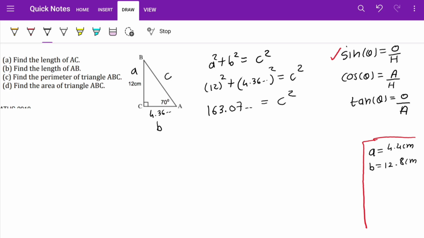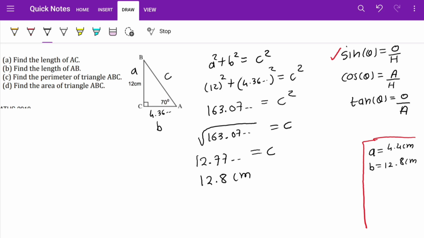And now we'll take the square root of both sides. So we get the square root of 163.07 continues equals C, and put this in your calculator and it will give you 12.77 continues equals C, and we'll round it to one decimal place. So we get 12.8 centimeters equals C, to one decimal place. And you can see we have got the same answer as method 1.